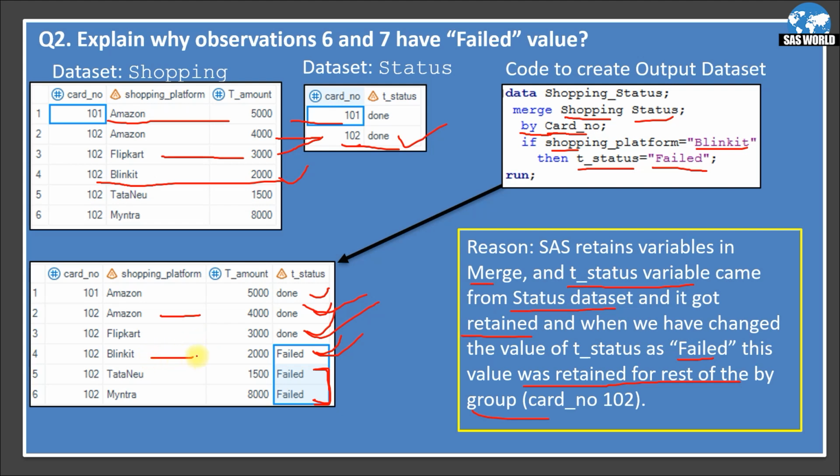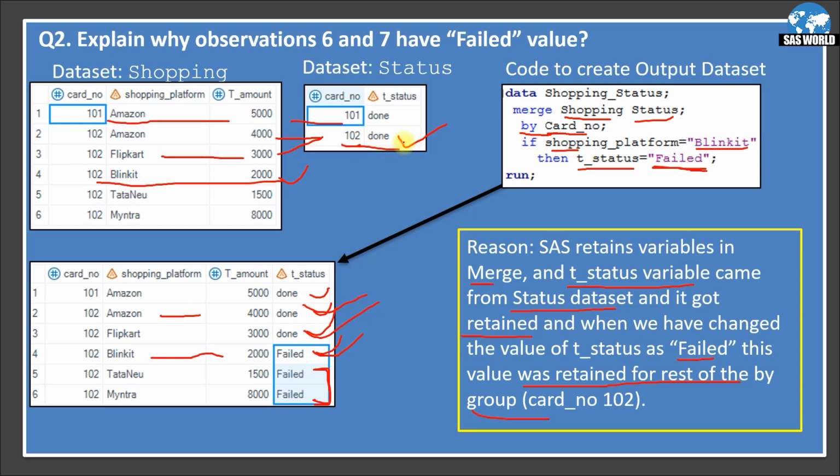Now you will see the third one, Blinkit, and here it's 102. So this value should repeat with this also. But what we have done here is given the condition: when the shopping platform is Blinkit, then change T status to failed.